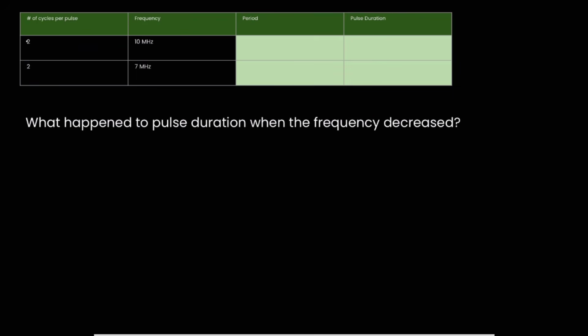In this one, we have cycles per pulse and frequency given to us. We are again going to calculate the period and the pulse duration. So we need to calculate the period by taking the inverse or the reciprocal of frequency. For the top one, we will move 10 into the denominator position underneath the 1, and we will see that 1 divided by 10 equals 0.1 microseconds. And we can fill in our column with that time.